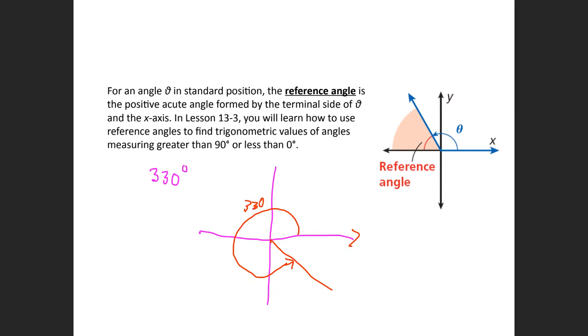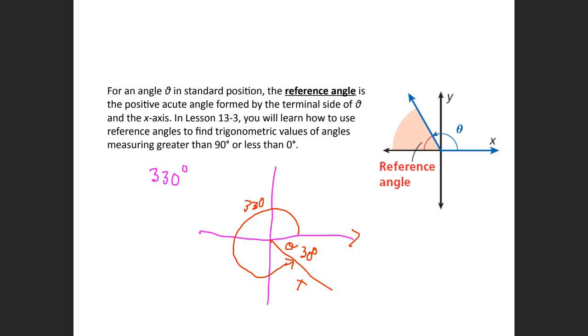The reference angle is always the angle between the x-axis and the terminal side. This is the terminal side. This is the x-axis. This is my reference angle. What is my reference angle? If I go 330 degrees, what is this angle measure here? It's 30 degrees. That is a reference angle.